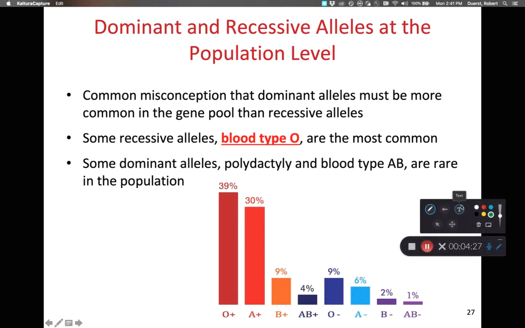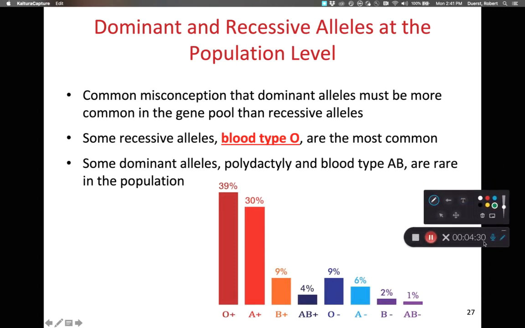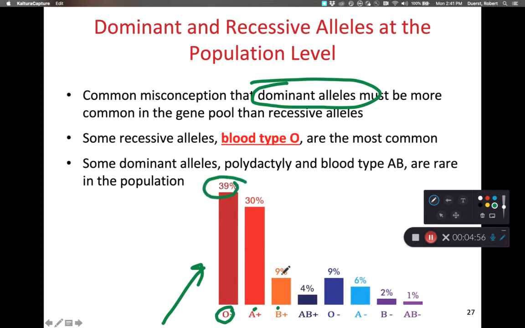Something else that we need to look at is the percentage of an individual allele within the population as a whole. Most people just assume that dominant alleles are always going to be more common than recessive alleles. That's not always the case. For instance, O with blood types is recessive to A and B, and O is the most common blood type within American populations. 39% of the United States has O positive blood, and another 9% has O negative blood. So we're looking at 48% of the country, or about half of the United States, having an O blood type, either O positive or O negative.